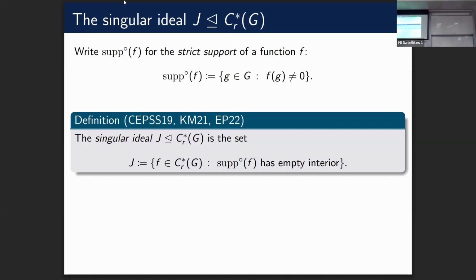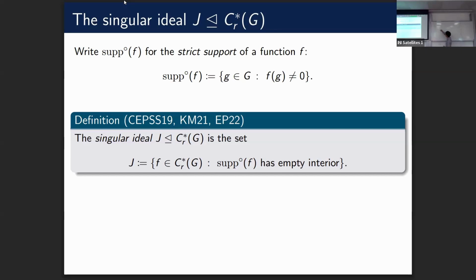Now, this is quite a strange property to think about. If you're used to working with continuous functions, then clearly its strict support should never have empty interior. It should be an open set. If there's empty interior, then your function is just 0. But this is possible in the case of non-Hausdorff groupoids.